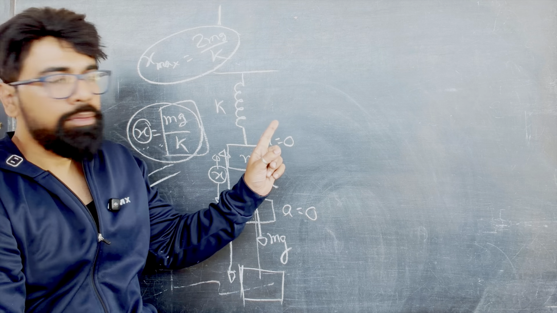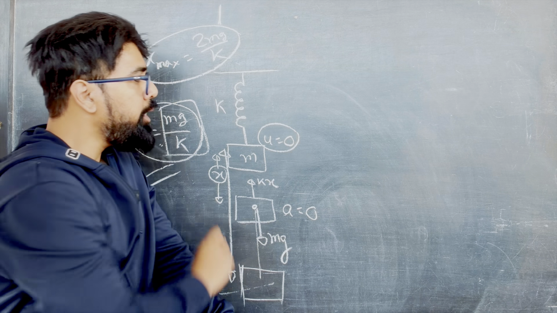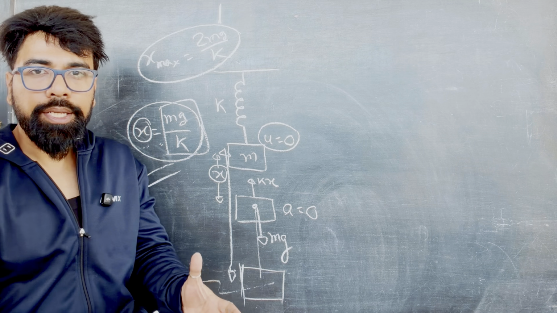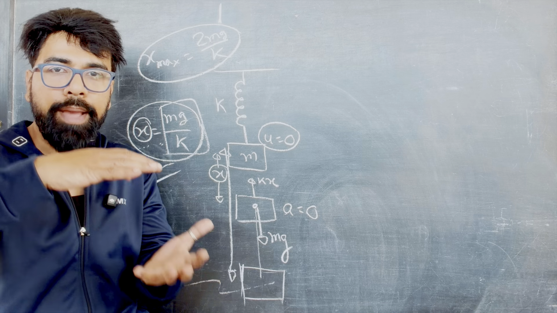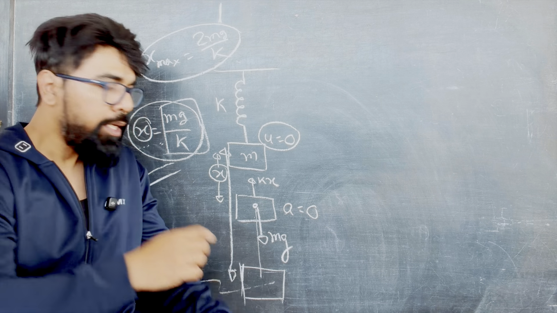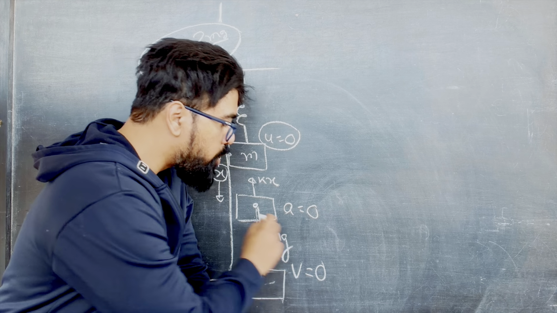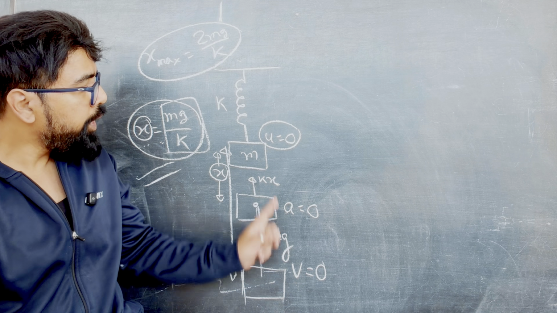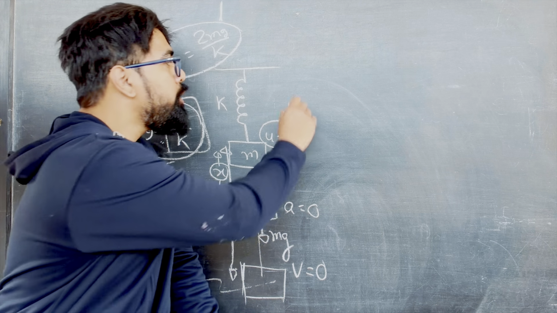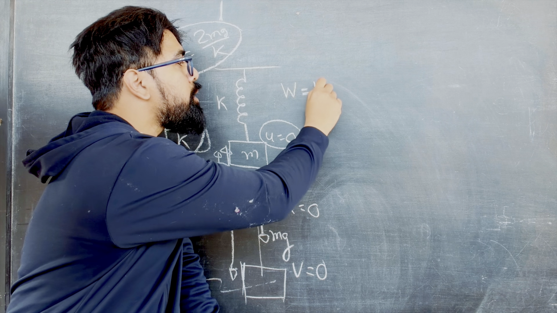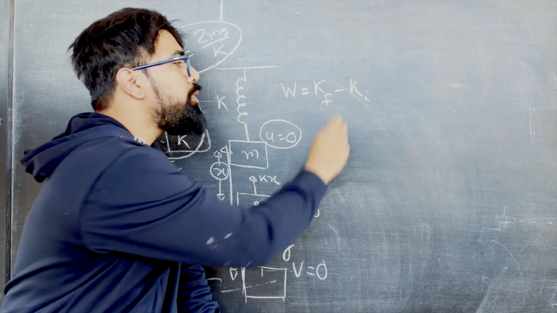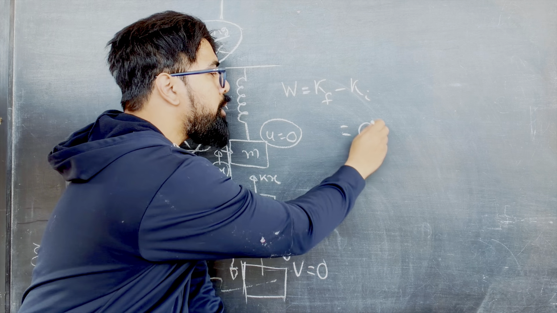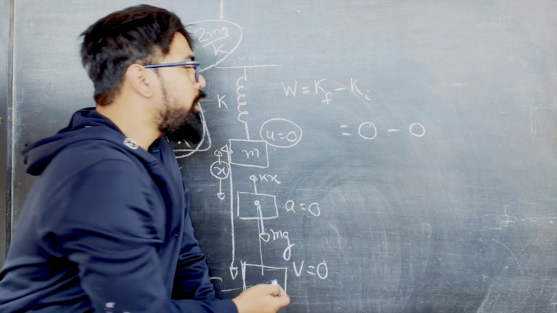There is another way you can solve this question. At the starting point, the velocity is 0. At the maximum elongation, where the spring goes and comes to a halt, the velocity will also be 0. That means it is at rest here and at rest there. So we can apply the work energy theorem. It says total work done is equal to the change in kinetic energy, K final minus K initial. The final kinetic energy is 0, and the initial kinetic energy is also 0.